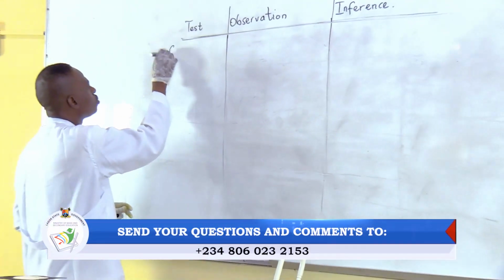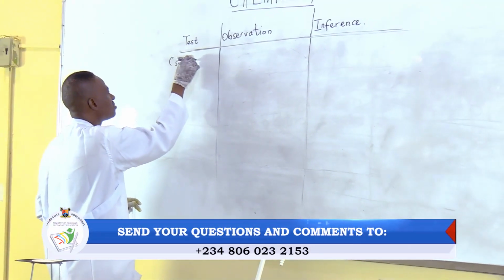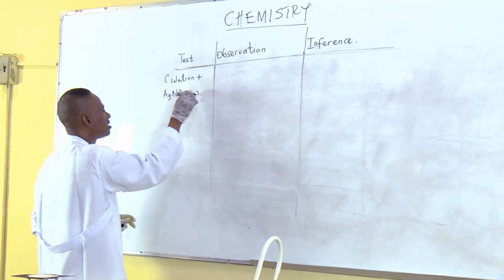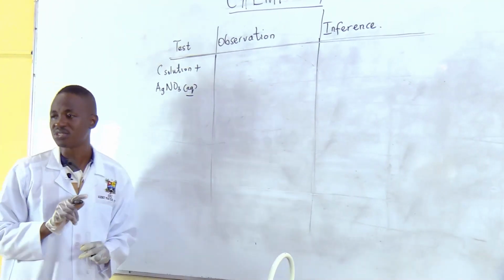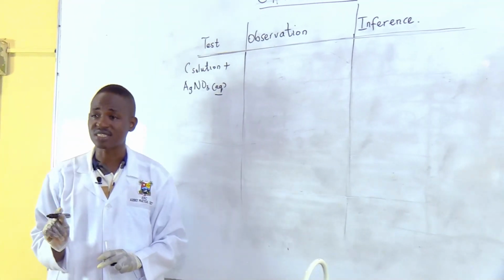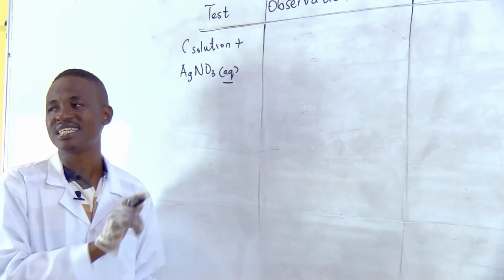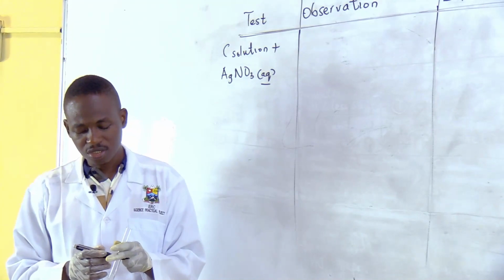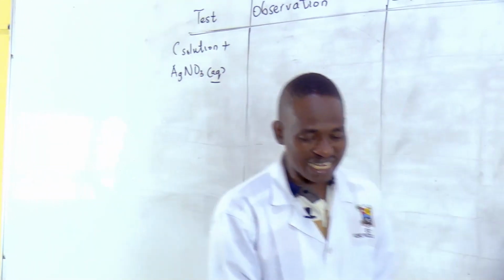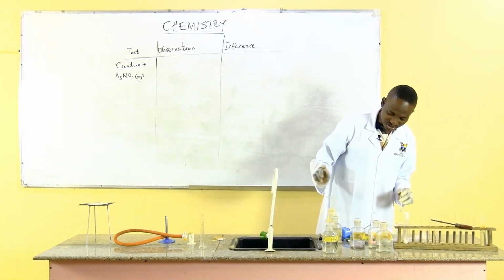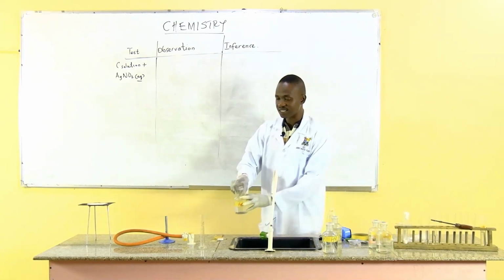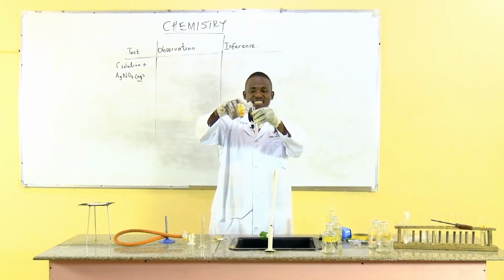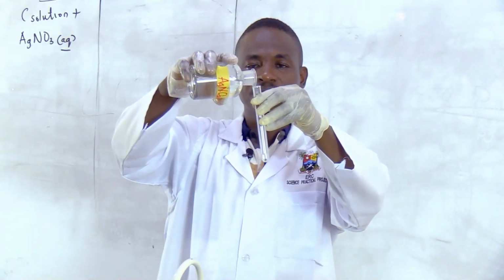So I have C solution plus AgNO3 aqueous. For you to score, you have to put C solution. It's no more C. Or C aqueous is allowed. And you have to indicate the state of matter of that particular salt. Silver nitrate aqueous. So what will happen when we add AgNO3 to it? So we have to look for where the AgNO3 is. So this is the AgNO3. Just a few drops. So I'm adding AgNO3 to my solution C.